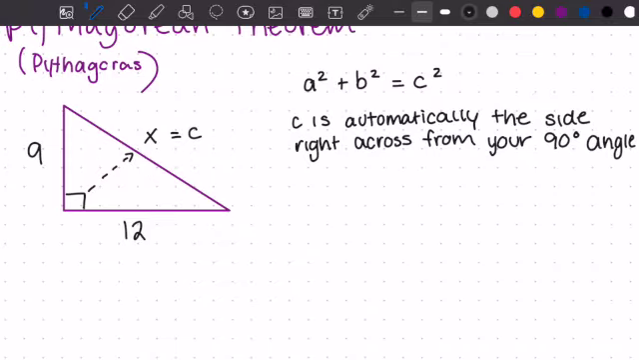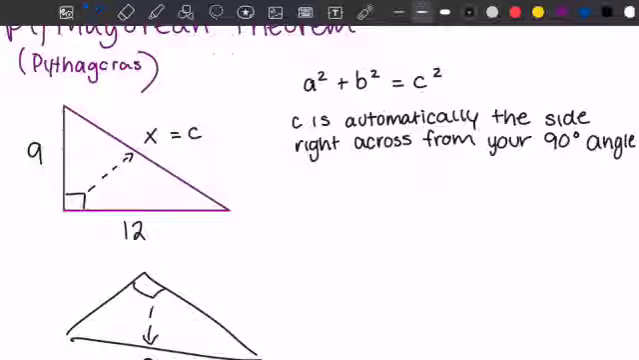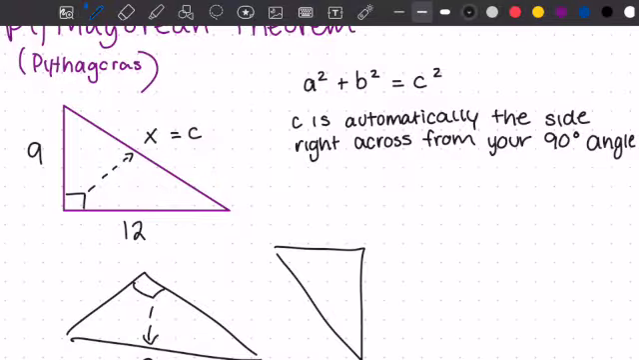So in a triangle like this, that would be our C. If you're given a triangle like this, again, it's just my drawing, so try to have grace for me and my angles here. This would be your C. If your triangle looked like this, this would be your C.